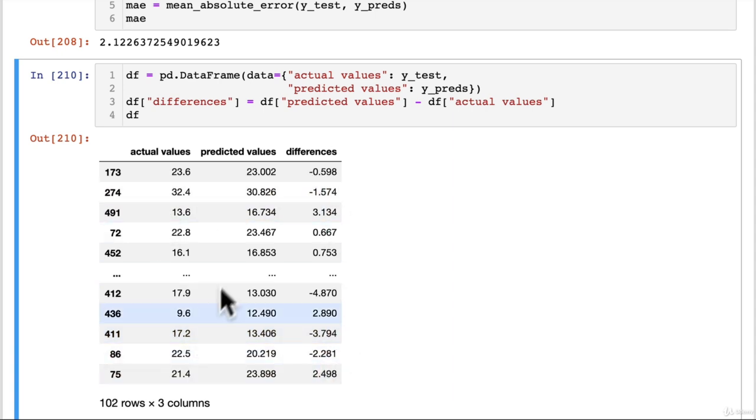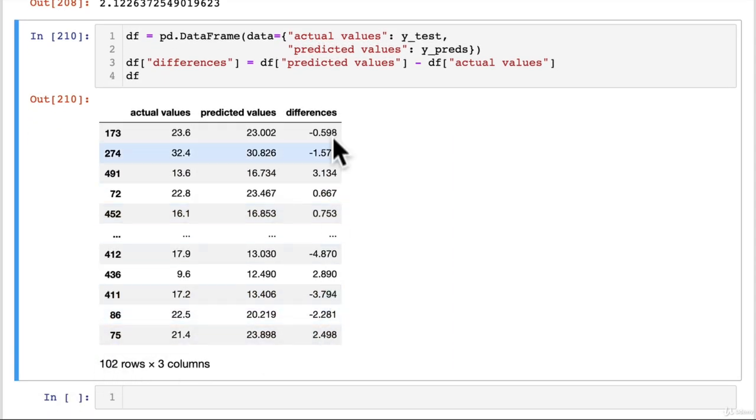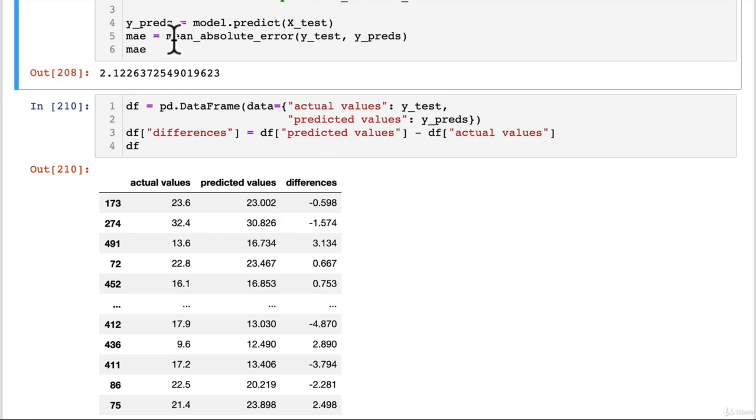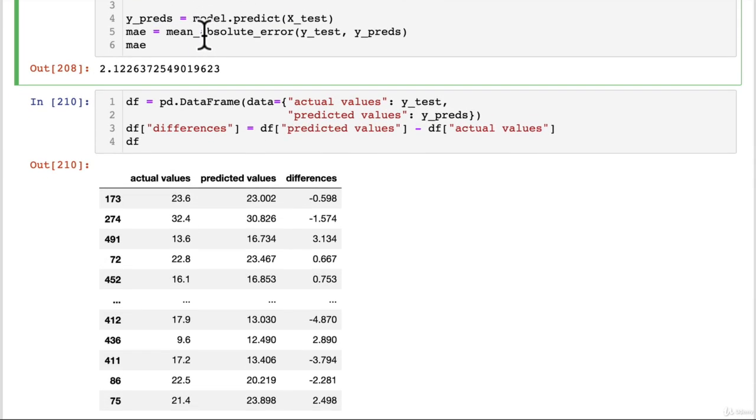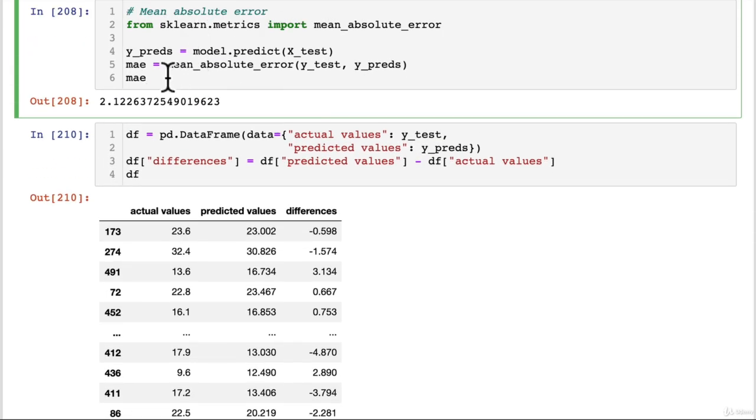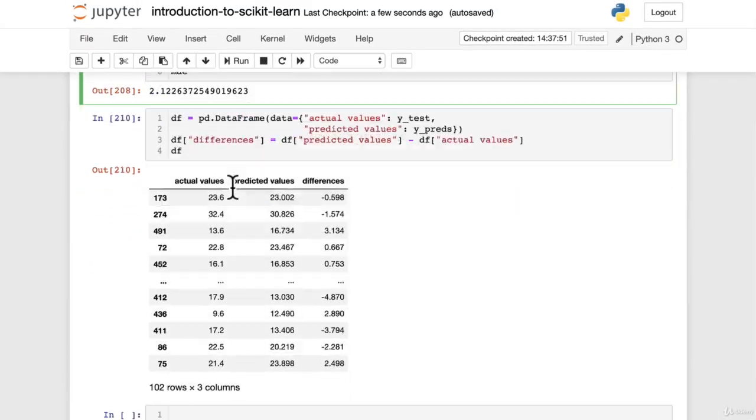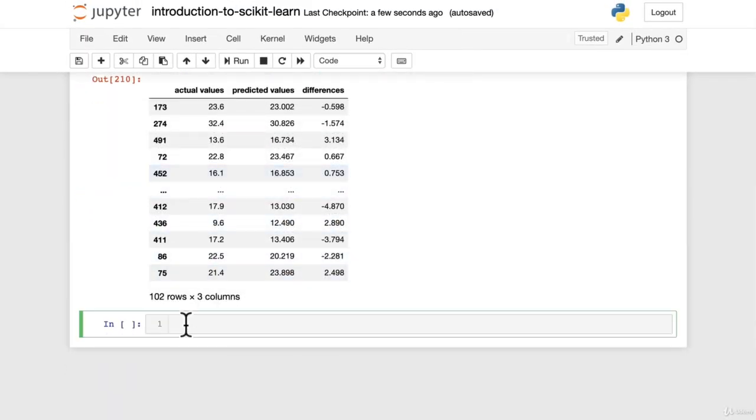And you could keep going throughout all the 102 rows and figure out this figure manually, or you could just take the Scikit-learn implementation's word for it. So what we're going to do next, that's covered mean absolute error. We're going to have a look at mean squared error.